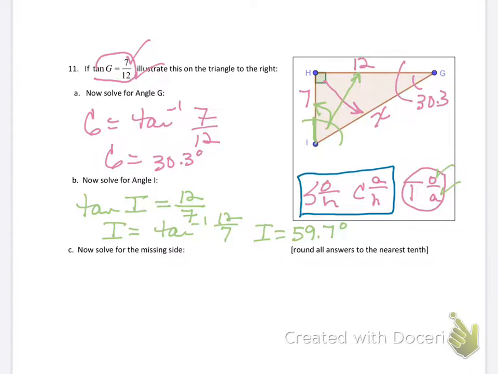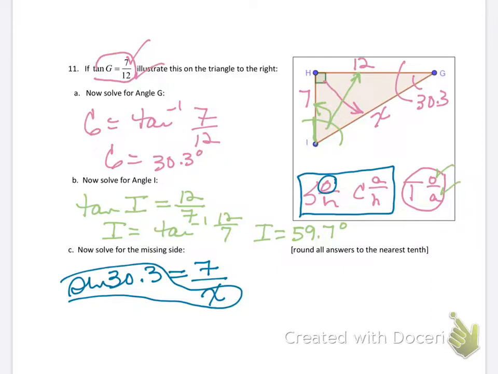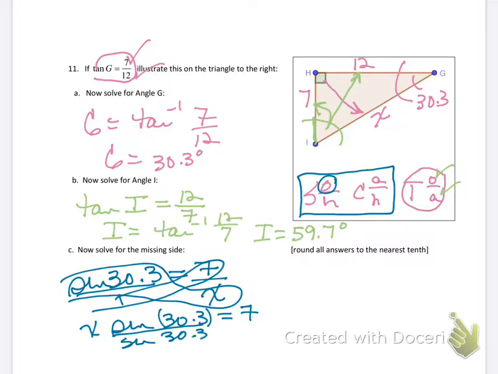So let's use sine. So what if I say the sine of 30.3 equals, okay, sine is opposite. Opposite is 7 over hypotenuse, which is what's missing. Okay, whenever we have a missing side, we're always going to do cross products. So what do I have is x times the sine of 30.3 has to equal 7. Divide both sides by the sine of 30.3. And that's going to give me x equals 13.9, and we are done.